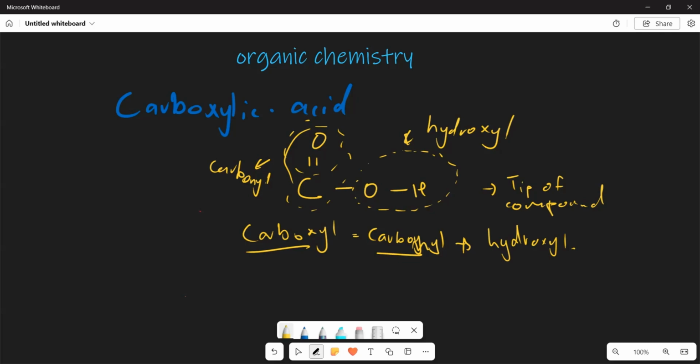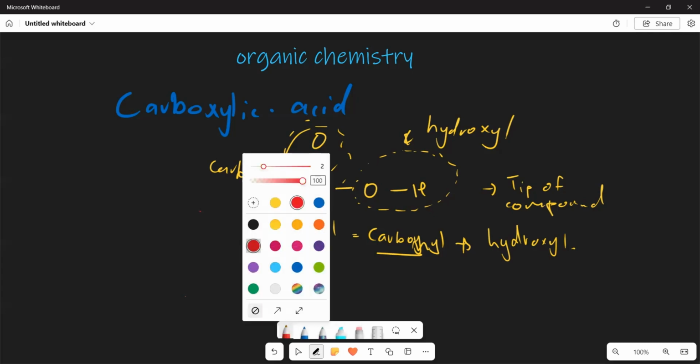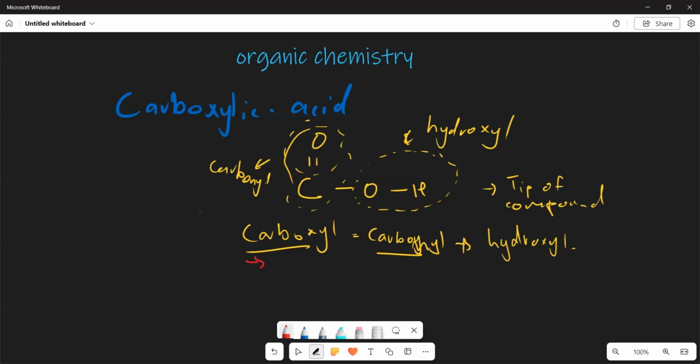And one thing about this carboxylic acid is that it has a suffix. The suffix of it is oic acid. And it has a general formula, which is CnH2nO2. So basically, that is going to be the significance of this particular group of ours.